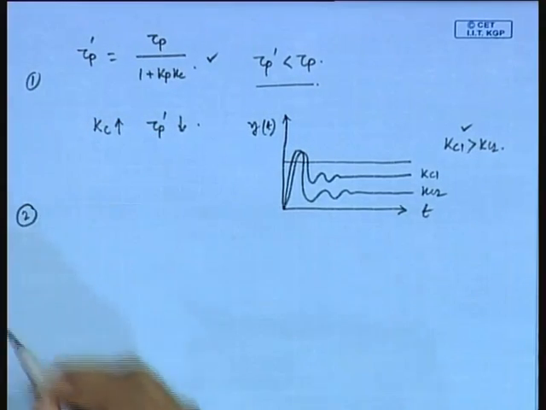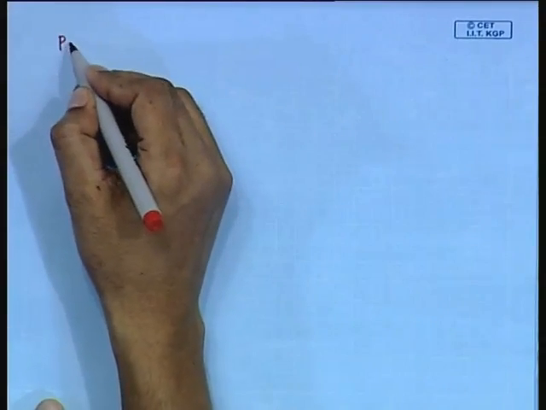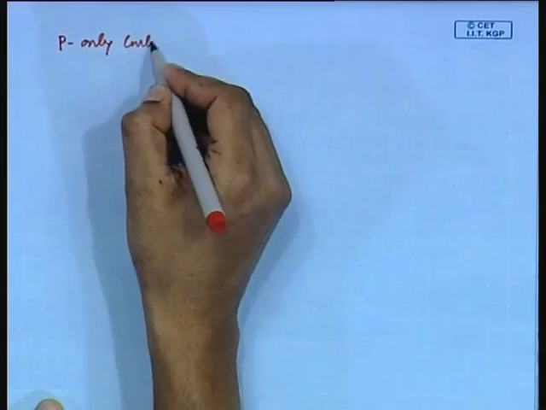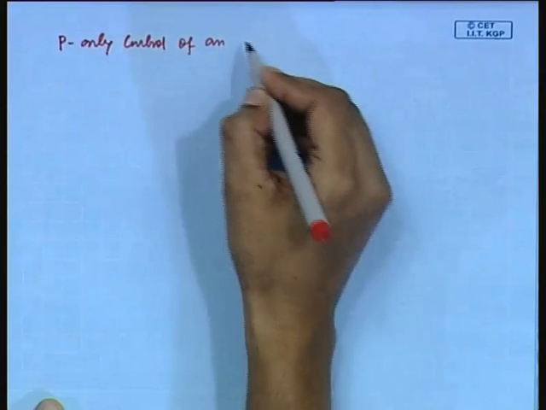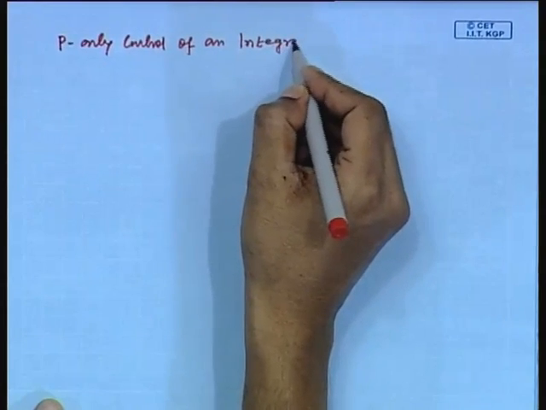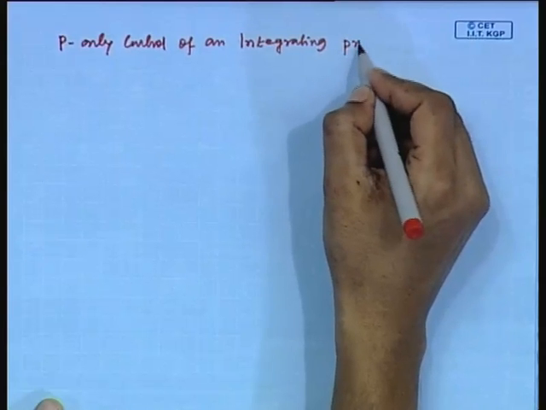Secondly, we can say that the process under P only controller shows offset. That means it is proved that the P only controller cannot eliminate offset. Fine. So, next we will discuss the P only control of an integrating process.